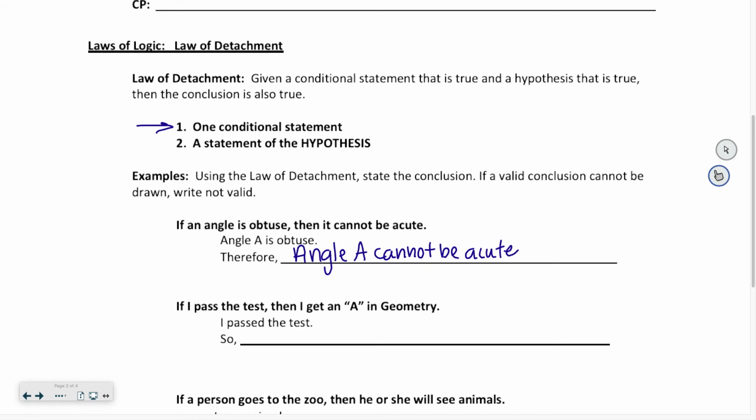So on the test, I'm going to give you something like this, and you have to give me which law. You're going to say law of detachment, and then you're going to give me the therefore, like what happens. In law of detachment, there's only one conditional statement. Remember, conditional means if, then. Do you see how the hypothesis is repeated? Then you're going to write the conclusion. Okay? Read the second one and write down what you think.